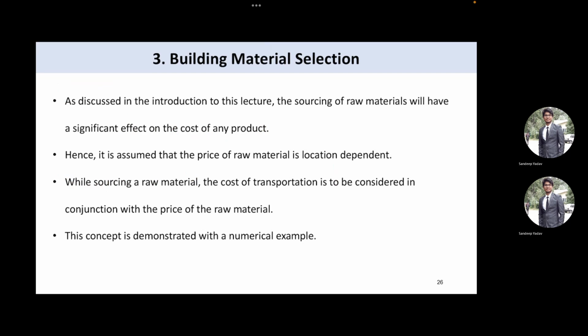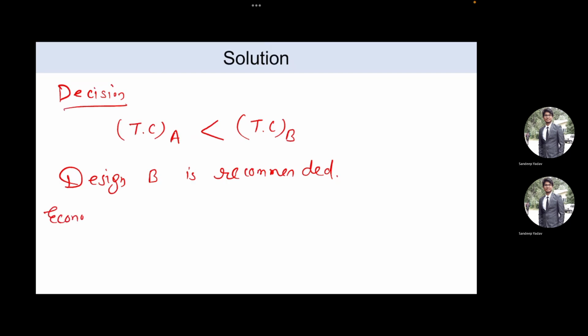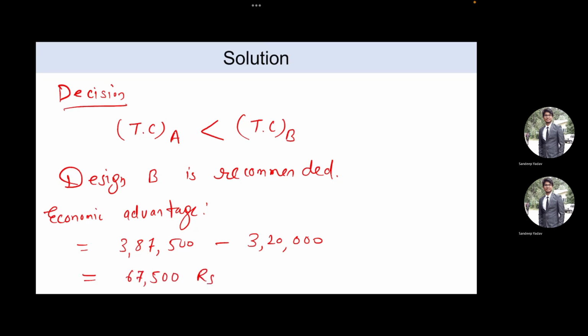Now let's calculate the economic advantage. Economic advantage will be total cost of design A minus total cost of design B. So economic advantage will be 67,500 rupees per 1 lakh units.